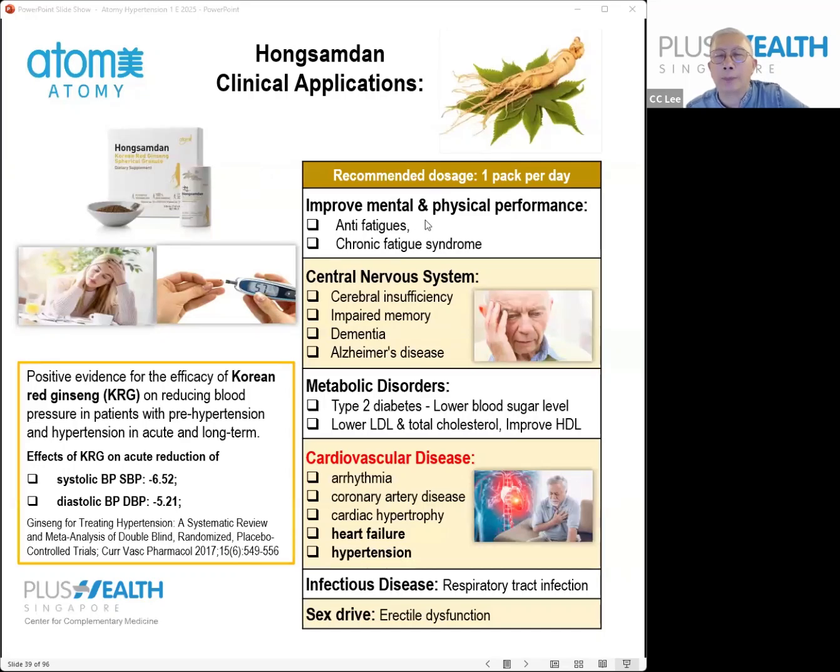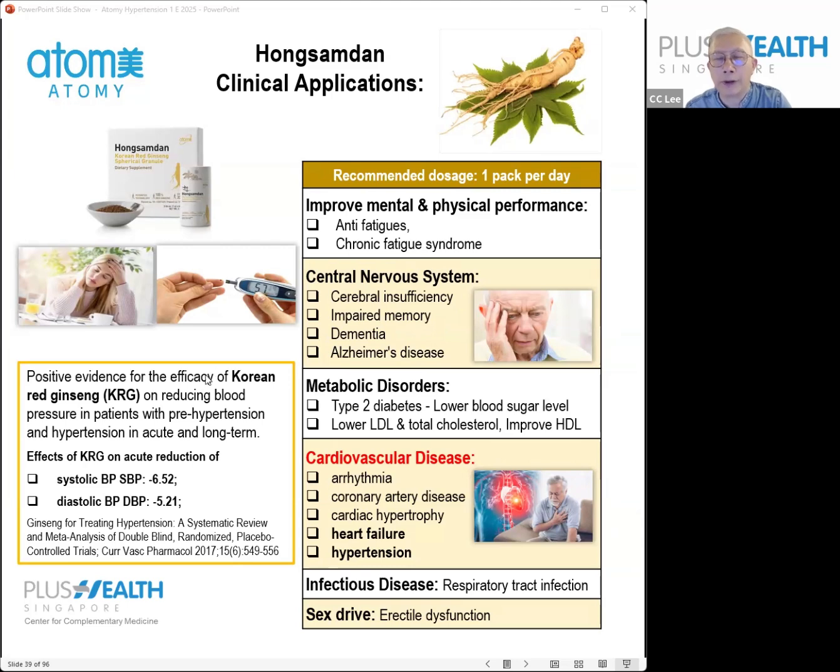Number 1, improve mental and physical performance, especially for people who are having chronic fatigue syndrome. This is a very powerful herb that can be beneficial for people suffering from chronic fatigue syndrome. Then if you're suffering from impaired memory, dementia or Alzheimer's disease, right? Ginseng also is beneficial to you.